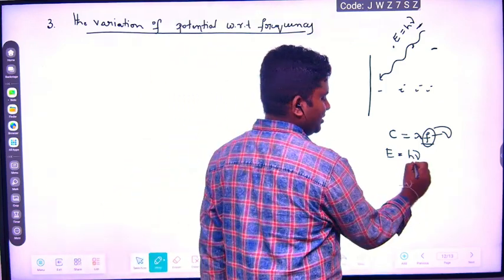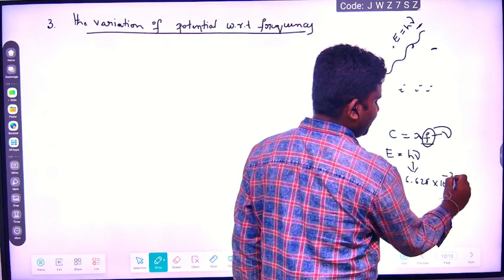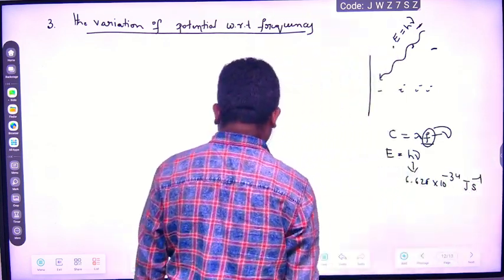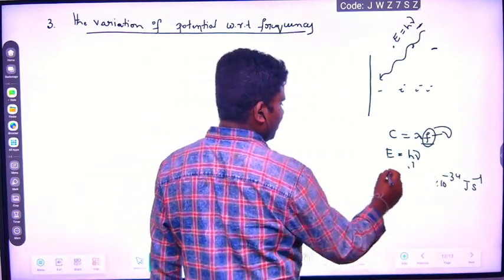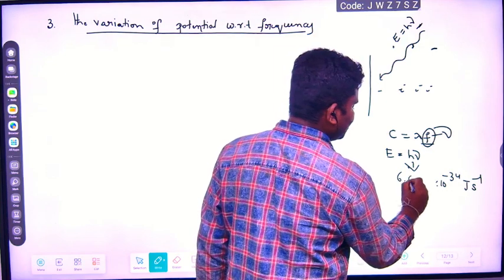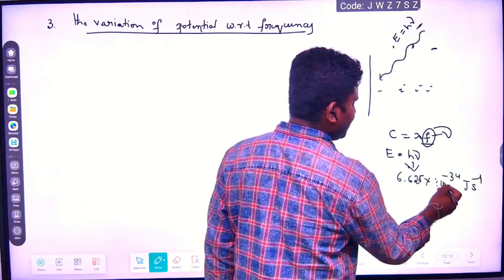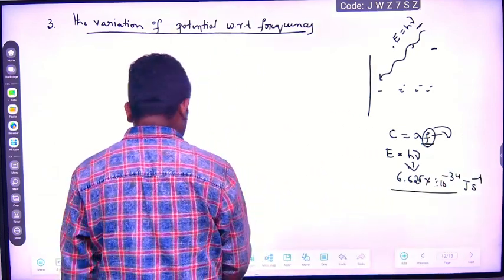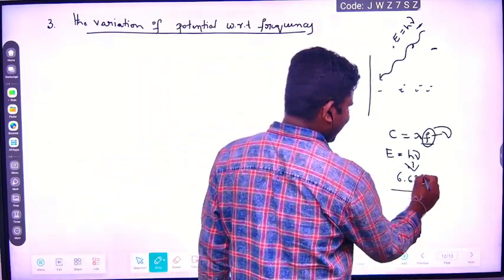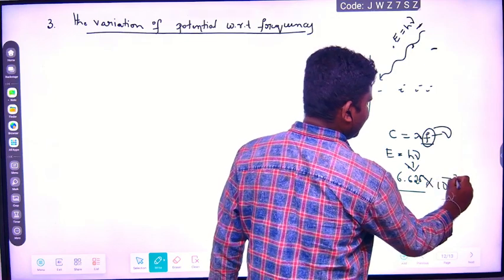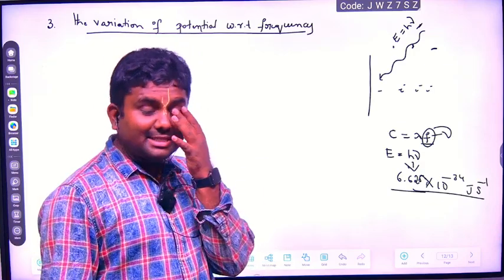What is h? Planck's constant, 6.625 into 10 to the power of minus 34 joule per second. That is the value of h. Understanding? Okay. 6.625 into 10 to the power of minus 34 joule per second. It is very difficult to write here. And F is frequency. So that is the energy of a light ray.